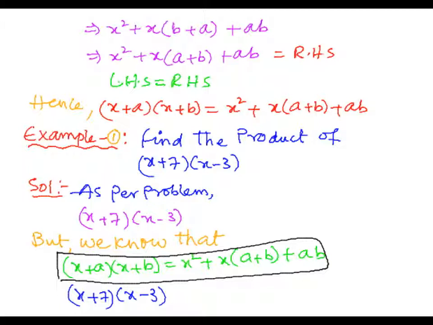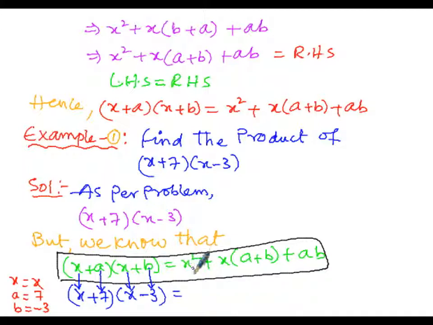To find the product of these two, I have to compare. x must be replaced by x itself, and here also x by x itself, a by 7 and b by minus 3. Since plus b equals minus 3, b equals minus 3. In this manner I have to substitute: x as x itself, small a as plus 7, and small b as minus 3. By replacing these values in the right hand side of the special product, we will get the required product.